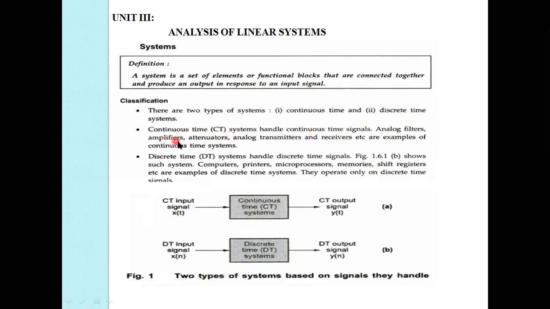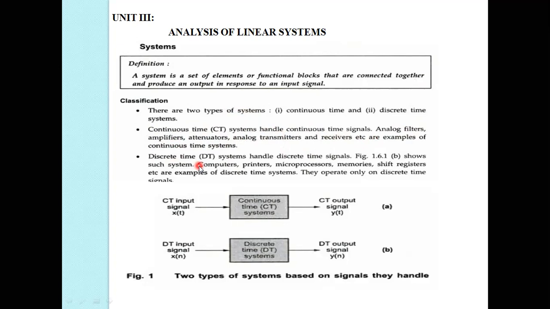Analog filters, amplifiers, attenuators, analog transmitters and receivers are examples of the continuous time system. The continuous time system is one type of system. It handles continuous time signals. The examples are analog filters, amplifiers, attenuators, analog transmitters and receivers, etc.